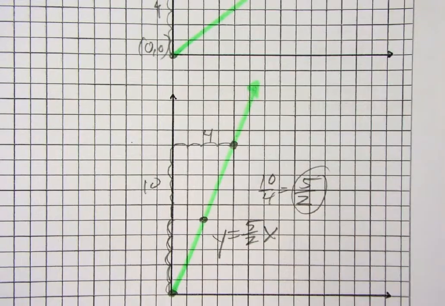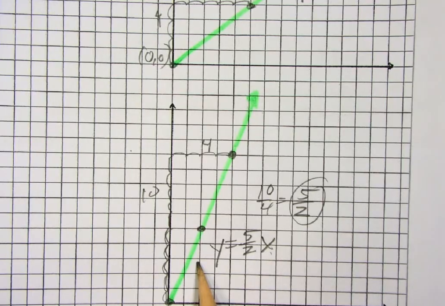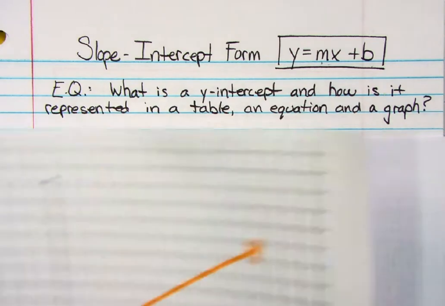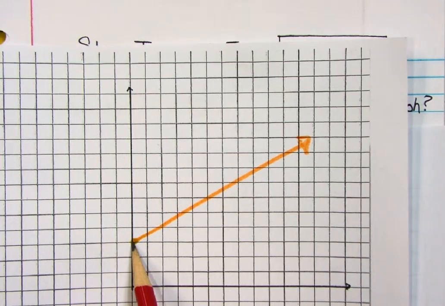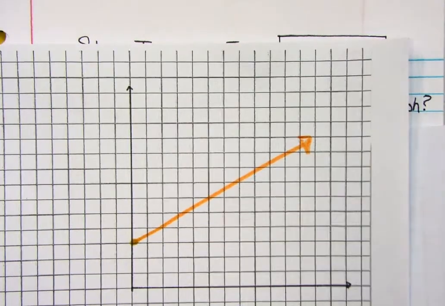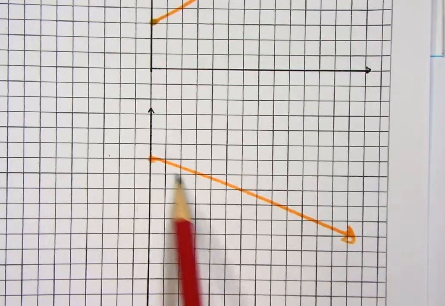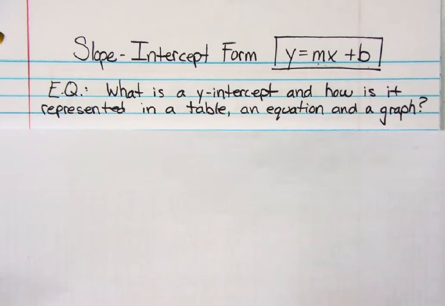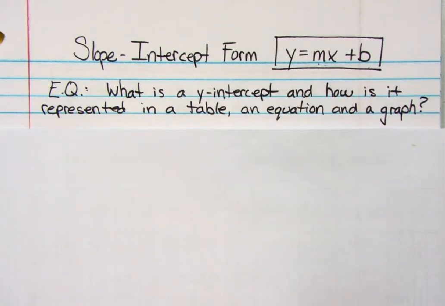Okay, and once you have the equation of your line, you can choose any x you want, plug it in, and find out what your output is. So that's what we've been doing. But now we're going to start introducing what happens if the line doesn't start at 0. Let's say it starts somewhere else other than 0. What if it starts up way above 0 and moves down? What do we do in those instances? So what is the y-intercept and how is it represented in a table, an equation, and a graph?